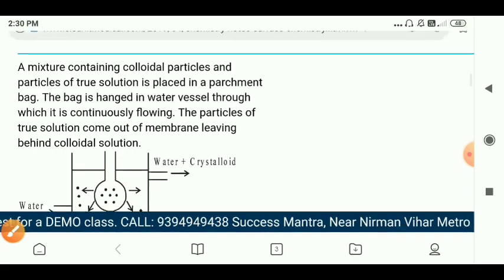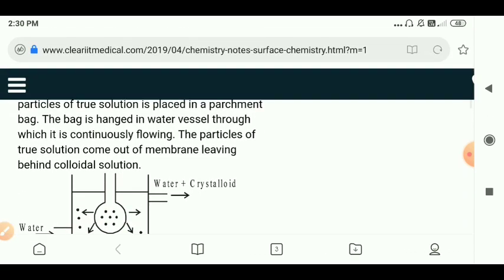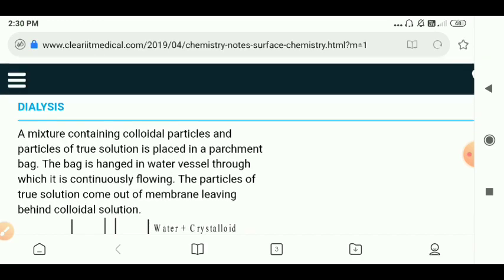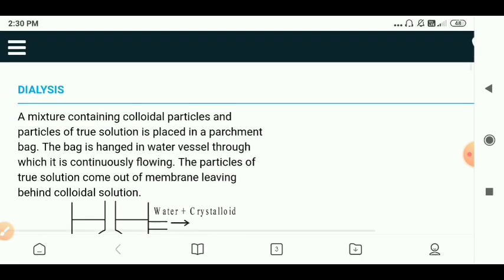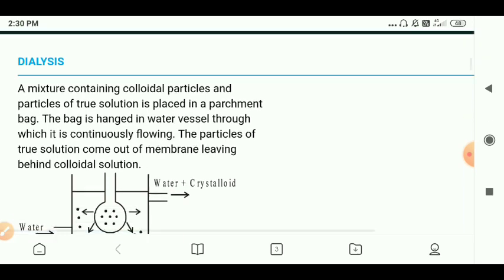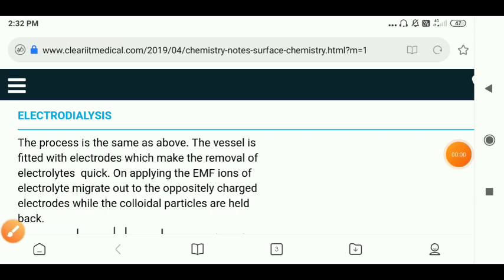So in dialysis, what do we do? The kidney, what does it do? We are going to do dialysis. So this is called dialysis. Dialysis can take place by using a parchment bag or an aluminum bladder, or a paper pipe made of parchment paper or cellophane sheet. It contains small fine pores. These pores permit ions to pass through but not larger colloidal particles. That's about dialysis. Next, about electrodialysis.